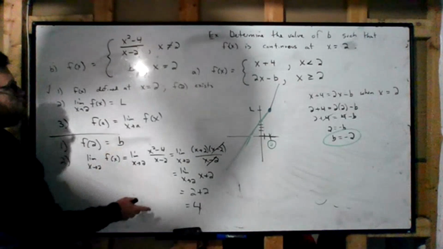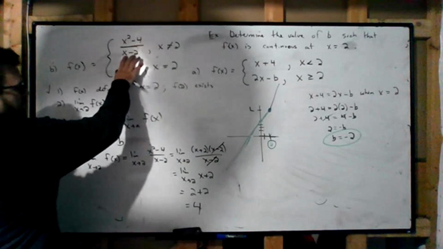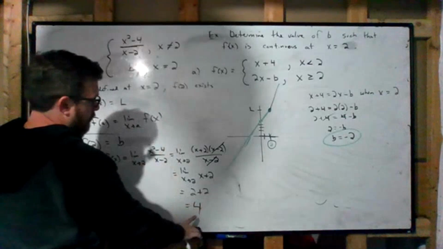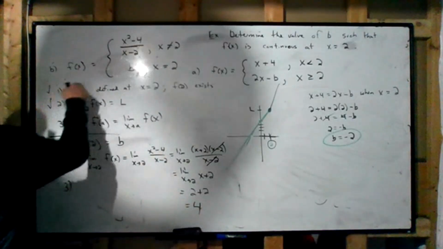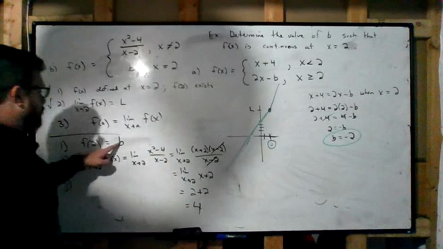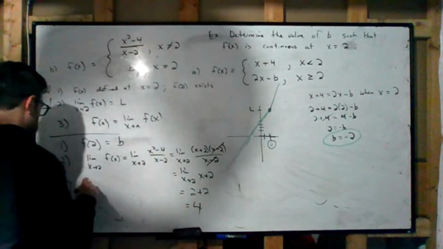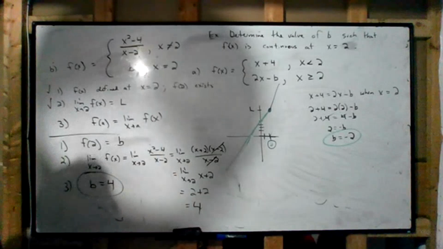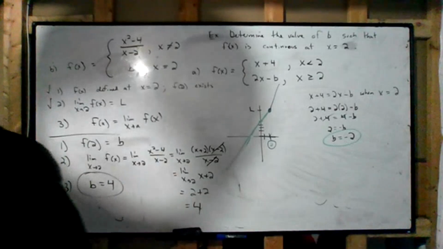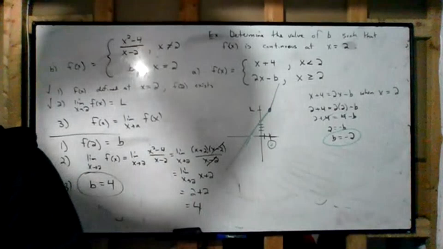Number 2 says that the limit has to exist. Not being close to 2 means I have to pick that function. It algebraically simplifies to become 4. Letter C says that these two things need to be equal. So it means that this thing needs to be equal to this thing. So b is equal to 4. Okay, so that's it for that.